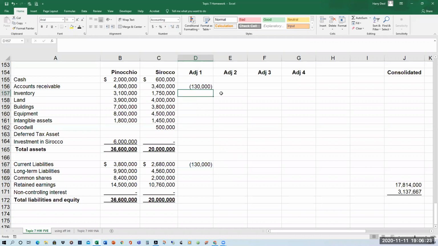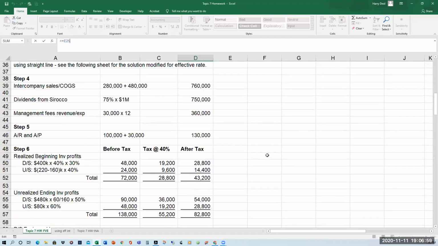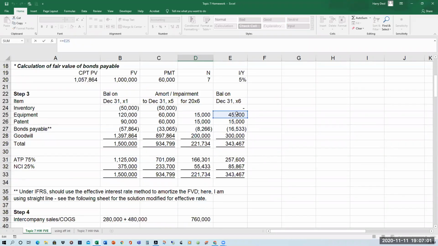For the inventory, we're going to make an adjustment for the $138,000 and make sure that we add the tax amounts in appropriate places. The land we need to adjust for the $40,000. For the buildings, we need to adjust for the $85,000 from step 6. Intangible assets, we'll add $45,000. Now this $45,000, where's that coming from? $45,000 is, well, that's incorrect.